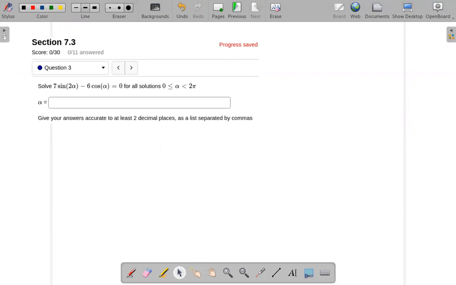So here we want to solve this equation. We have 7 sine of 2 alpha minus 6 cosine of alpha equals 0. All solutions from 0 to 2 pi. Got a couple of problems.